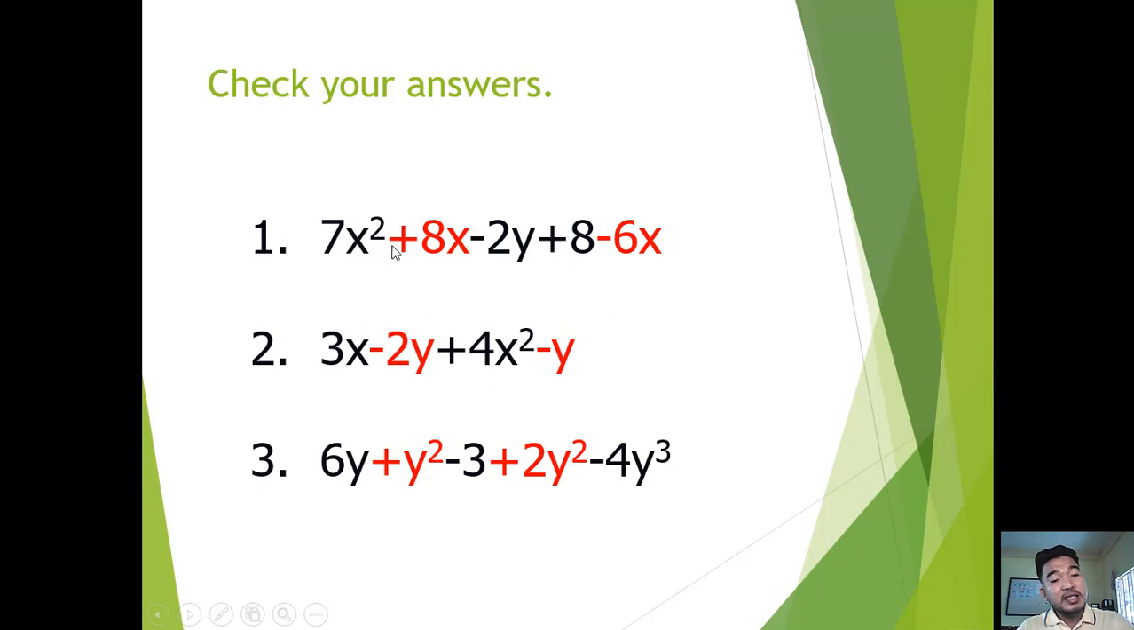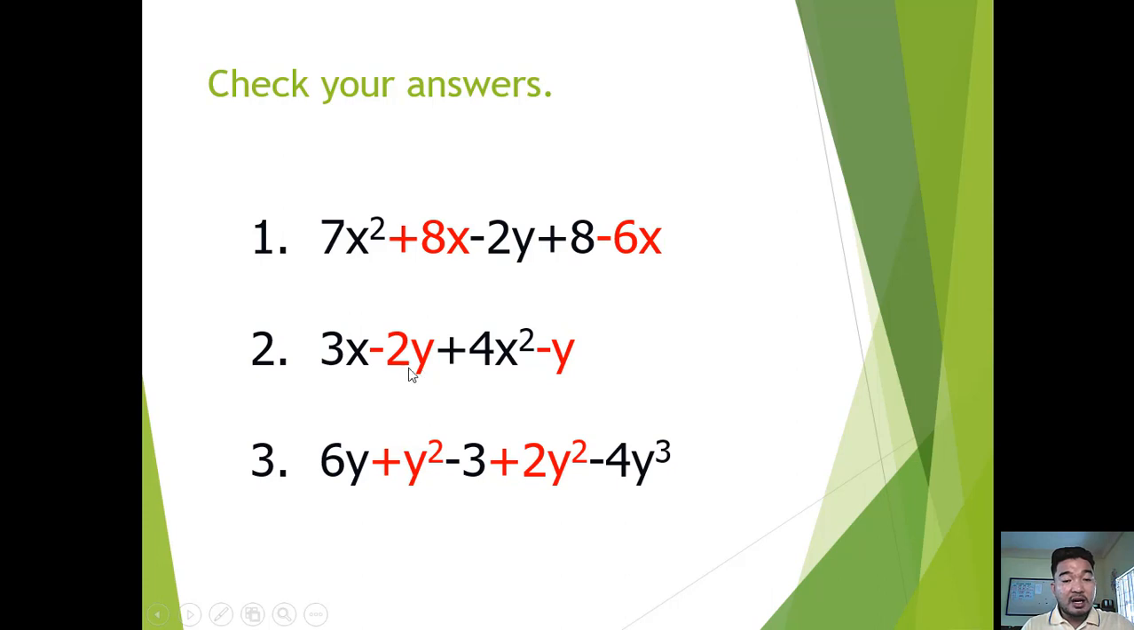So, hindi natin pwedeng sabihin na si 7x squared ay like term with 8x because x squared do have an exponent of 2 and 8x has an exponent of 1. So, hindi sila like term. Ang like term lang ay 8x at negative 6x. How about with problem number 2?